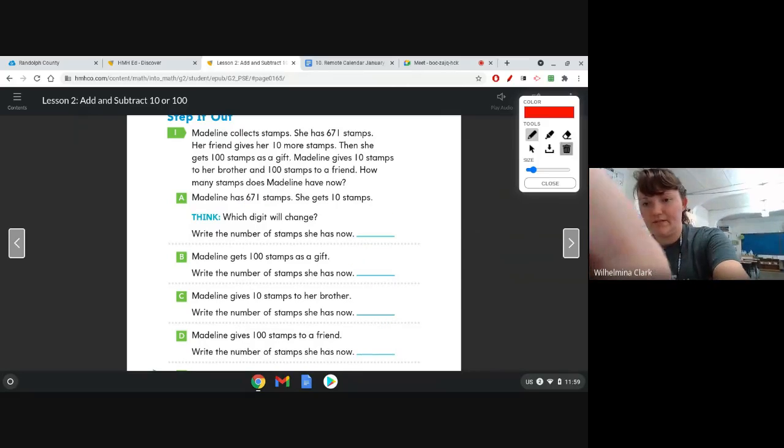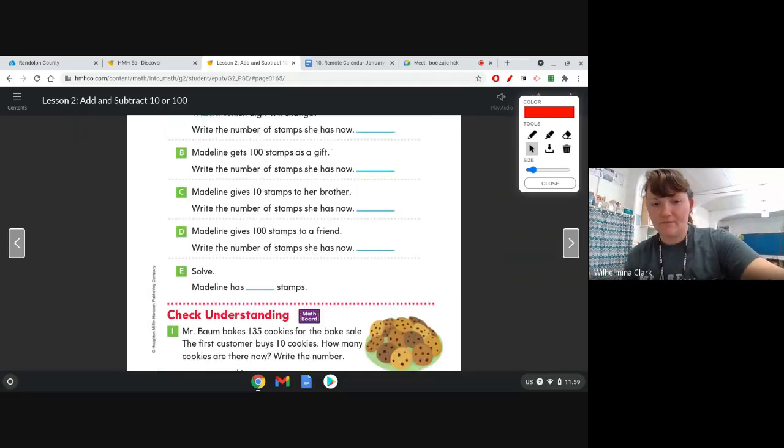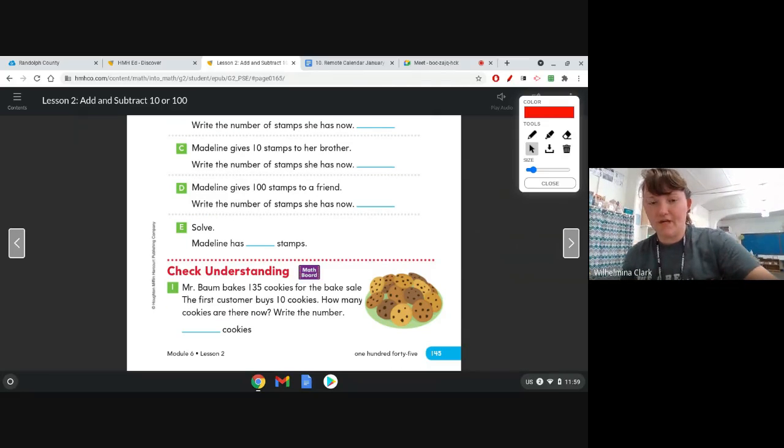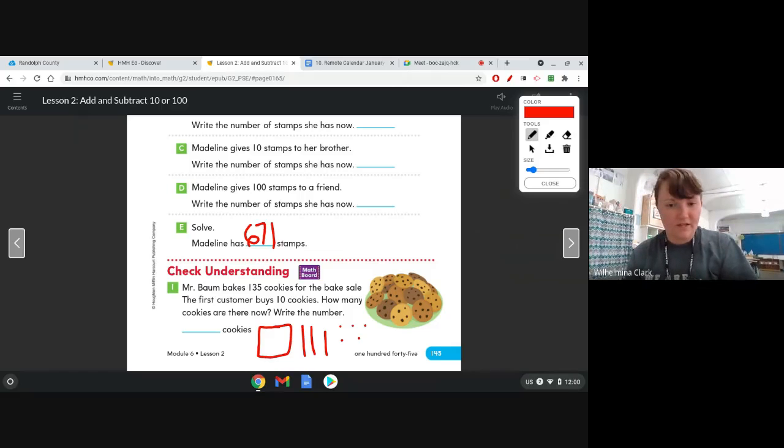All right, now I'm going to erase that. Keep going down. So at the very bottom, it says solve. Madeline has 671 stamps. All right, last question. Mr. Baum bakes 135 cookies for the bake sale. Okay, so we're going to draw that out. 100, 10, 20, 30, 31, 32, 33, 34, 35. Okay, then it says the first customer buys 10 cookies. All right, so we take that out. Now, how many cookies are there? So we have 125 because the 100 and the ones did not change. Okay, so go ahead and write that down.